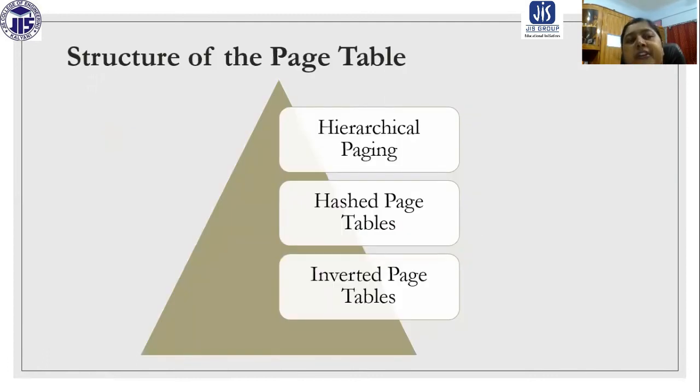Now the next question is the structure of the page table, because for a large process, the page table is going to be large enough. If we are not able to store the page table in a structured manner, then there can be a wastage of space. So the structure of the page table is a very important thing. We can structure a page table in three ways: hierarchical paging, hashed page tables, and inverted page tables.